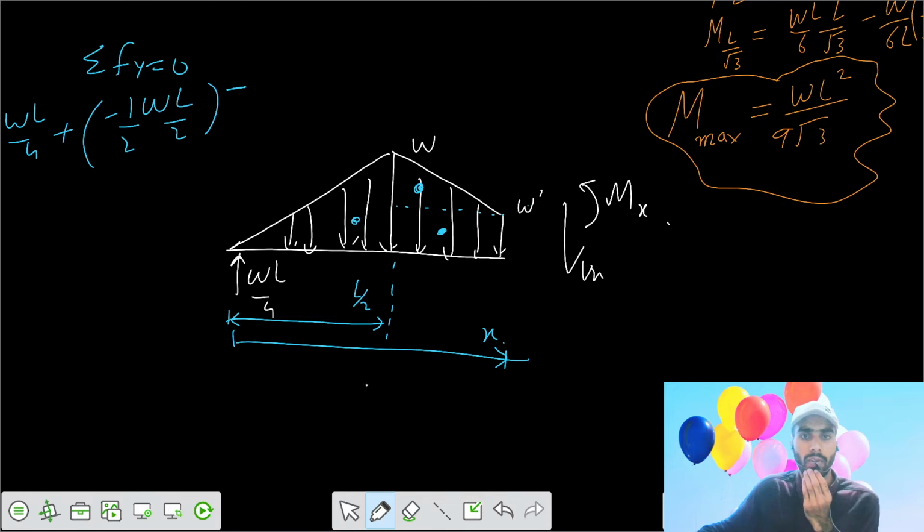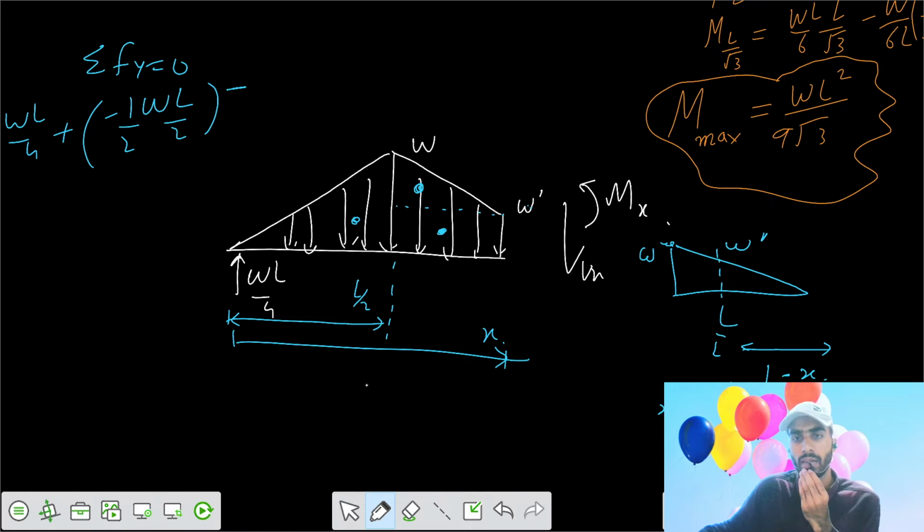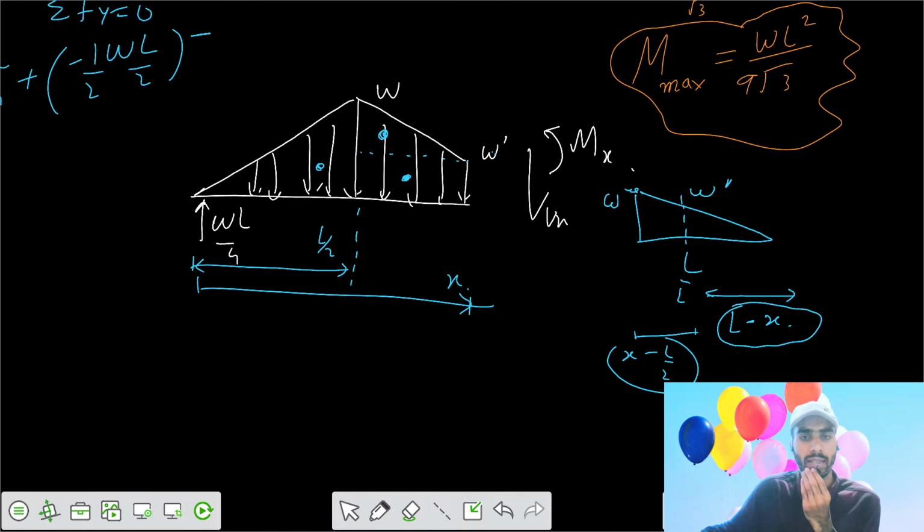Say the value of W dash has to be: for the length L by 2 we have W, but for this one it's X minus L by 2, and this one is L minus X. Then we can get the value of W dash by similar triangles. Then it becomes a function of X, so the calculation becomes very long. So we can avoid that and skip to the good part.